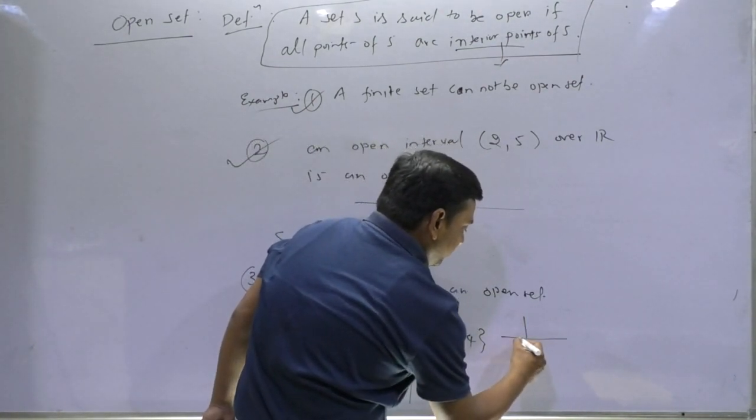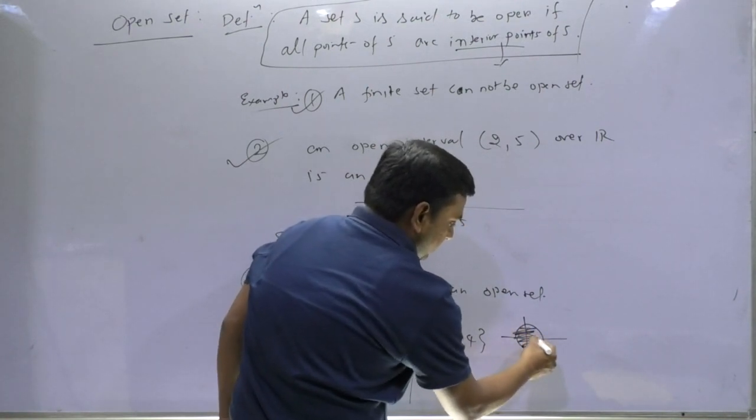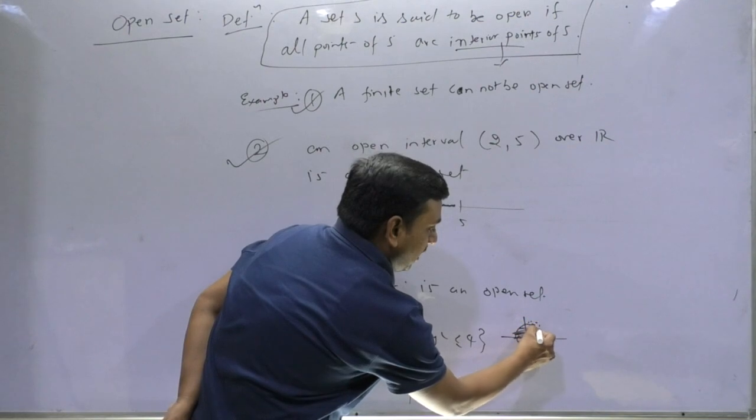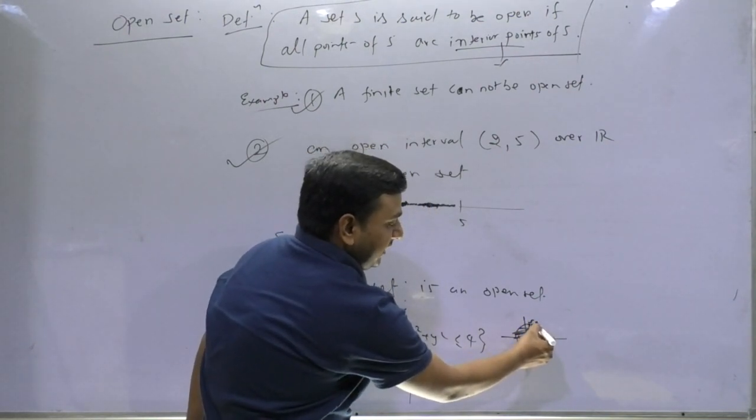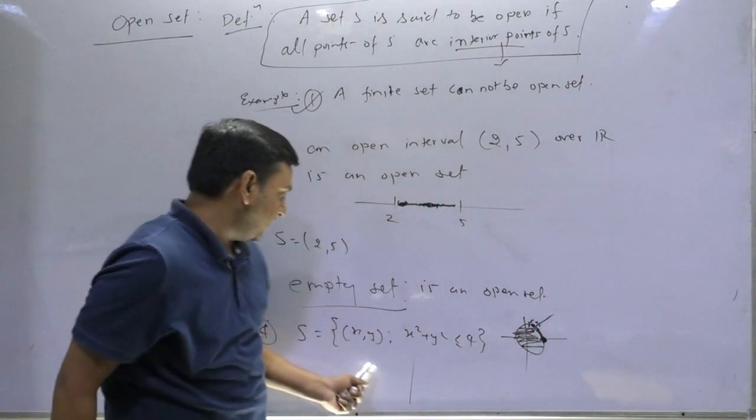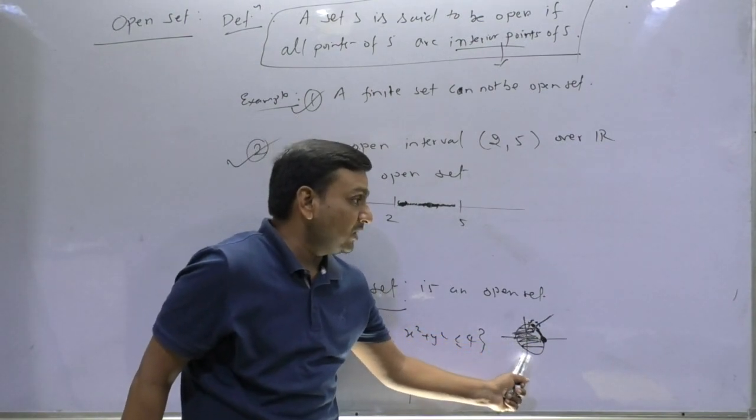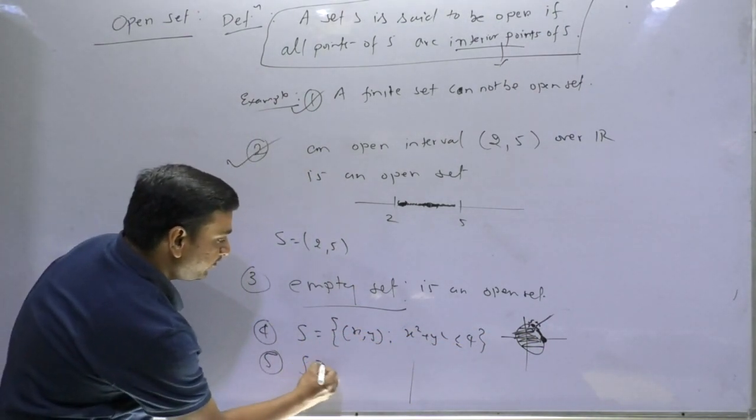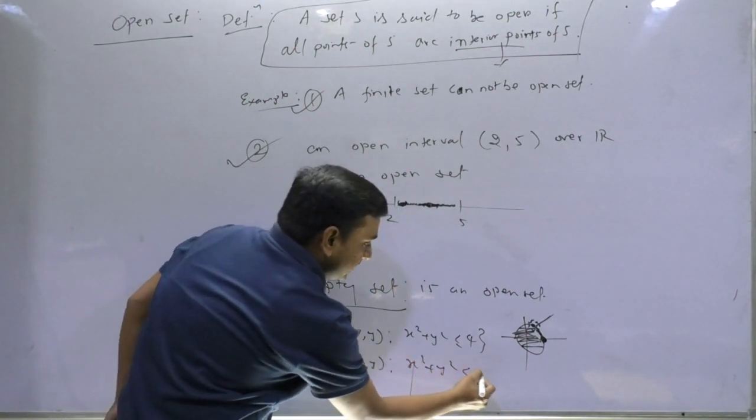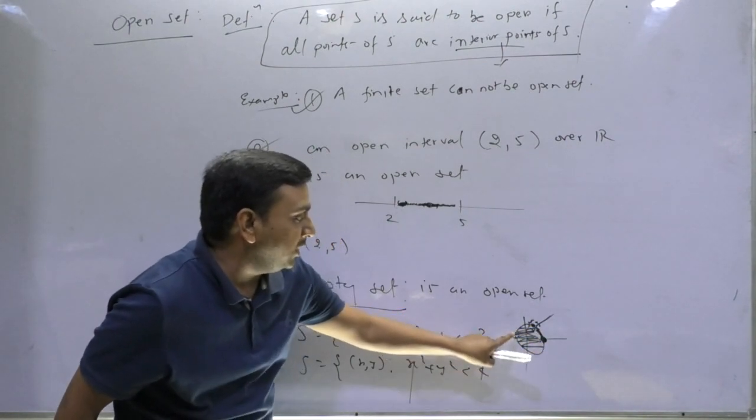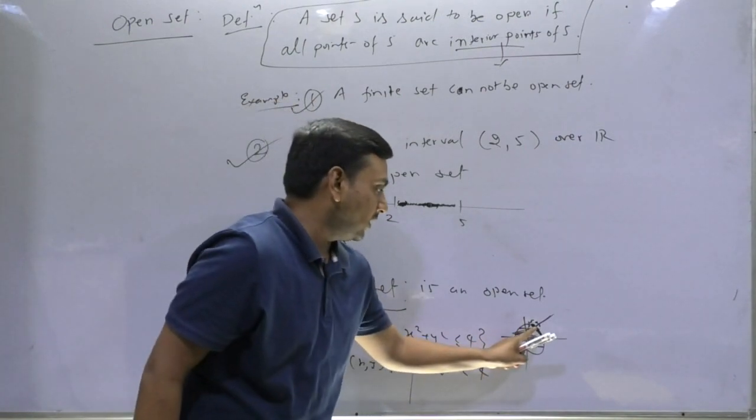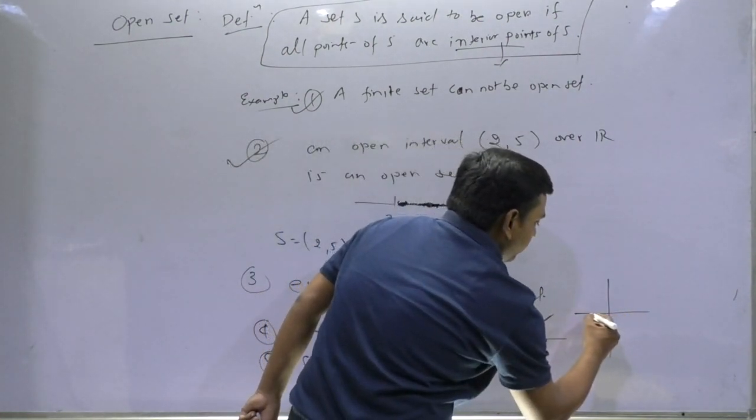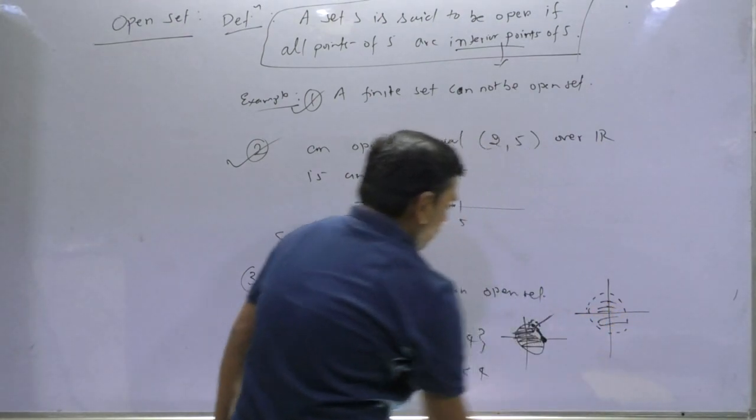Geometrically, if you see, this is a circle, and if I take any point on the boundary of the circle and take any open ball, this ball will contain points outside of this set S itself. So any point on the boundary cannot be an interior point of this set. If I remove the boundary, then this will be an open set.